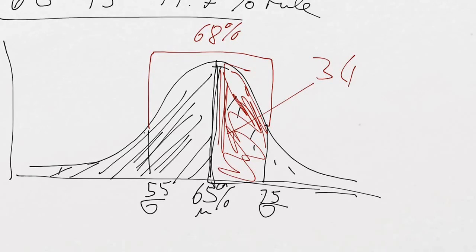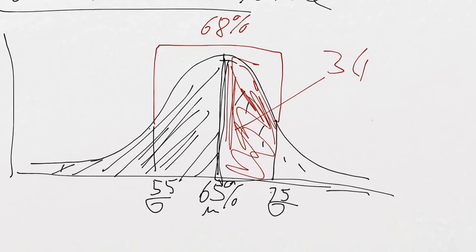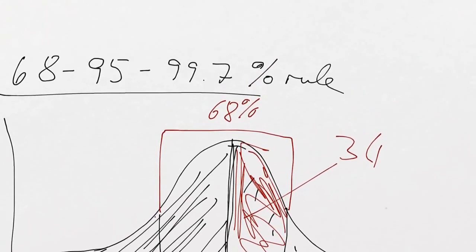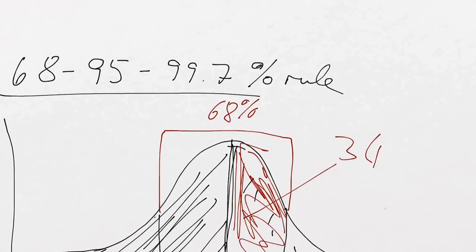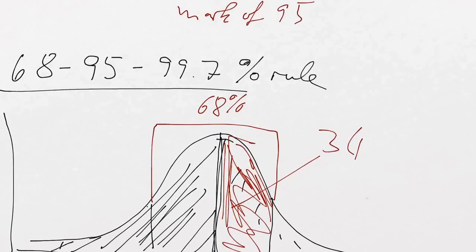You are absolutely right. You are on the right track. 0.3%, that's from these 99.7. This is 3, so 95 in this case, a mark of 95. How many standard deviations is that away from the mean? It's 3 standard deviations away from the mean. So we would have 99.7%.